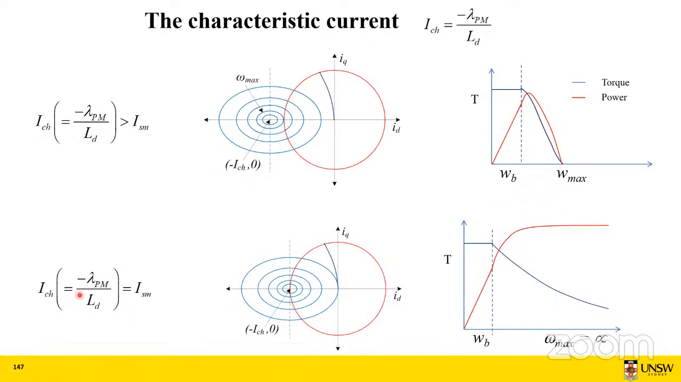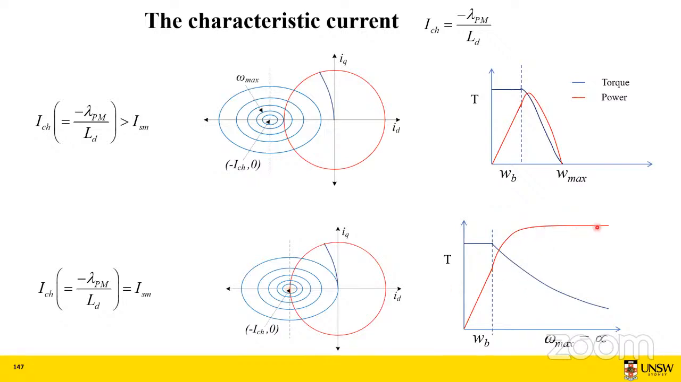If we can make this ratio equal to our rated current, then the ellipse center will lie on the current limit circle. And this is the theoretically optimum point for constant power speed range. And theoretically, then we can get infinite constant power speed range. But of course, in a real machine, it never happens. You can't do that, even if you design your characteristic current to be here during the design.